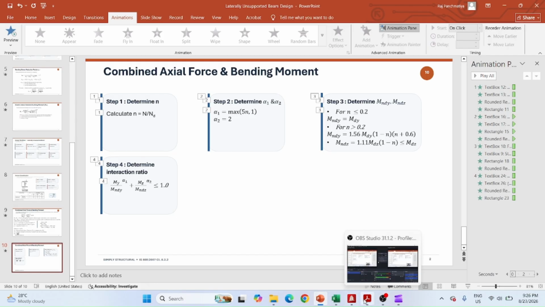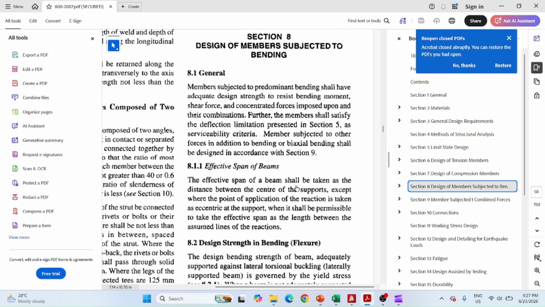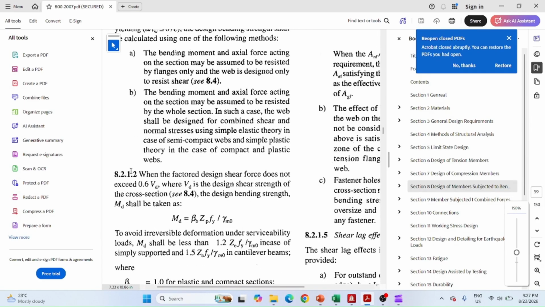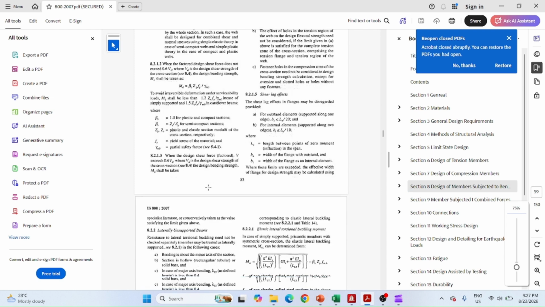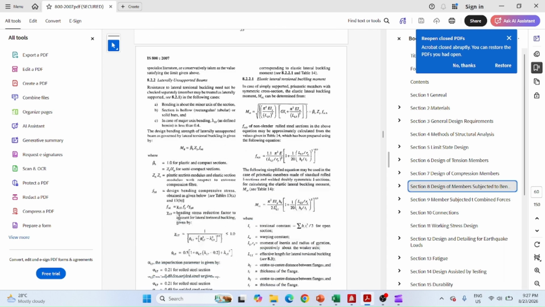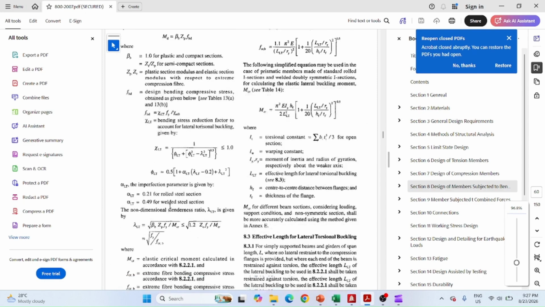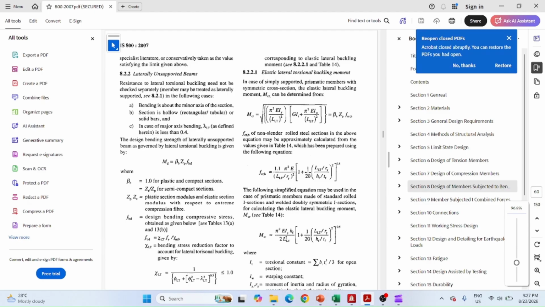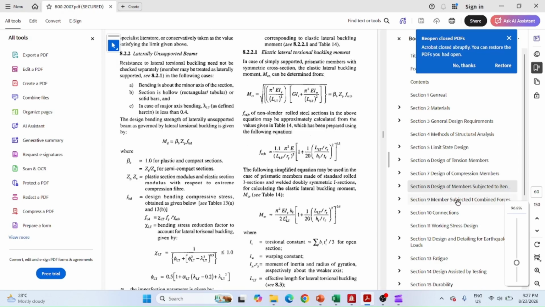Let me open the code and show these formulas to you. First of all, you can go to chapter 8. In that, if you scroll down, in clause 8.2.1.2 the formula for Md is given: beta b Zp fy by gamma m0. Then the formula for xi LT is also given over here. Then you have the formula for lambda LT as well. Then you have the formula for the critical moment Mcr.